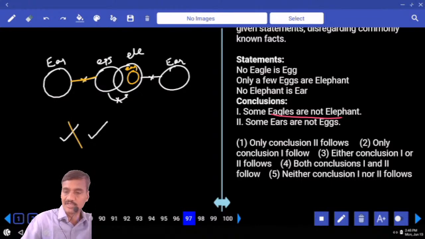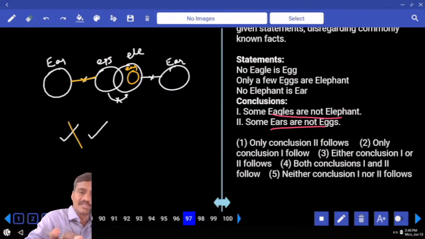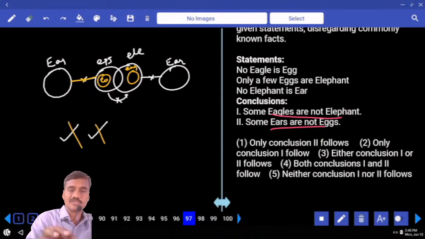Then coming to the second, some ears are not eggs అన్నాడు. ఇది ఫాల్స్ అవ్వాలంటే ఏం చేయాలి? ఆల్ ఇయర్స్ ఆర్ ఎగ్స్ అని చెప్పాలి. ఆల్ ఇయర్స్ ఆర్ ఎగ్స్ అని చెప్పొచ్చా లేదా? All ears are eggs, this entire ear must be part of this egg. ఇలా రాసుకోవచ్చు కదా ఇయర్. And if you have written all ears are eggs like this, now this is also false.